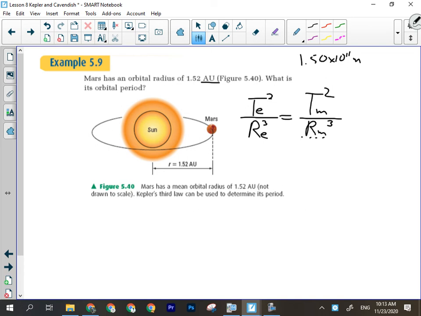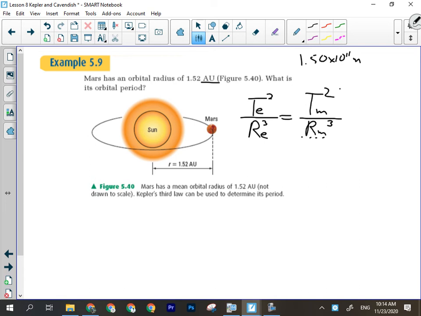Do I know Earth's orbital period? How many years is Earth's orbital period? 1. Nice. Do I need to know it in seconds? Not now. You will later, but not now. It isn't that hard to calculate, you just have to do a lot of multiplying. And then I also know Earth's orbital radius. Its orbital radius is 1 astronomical unit.